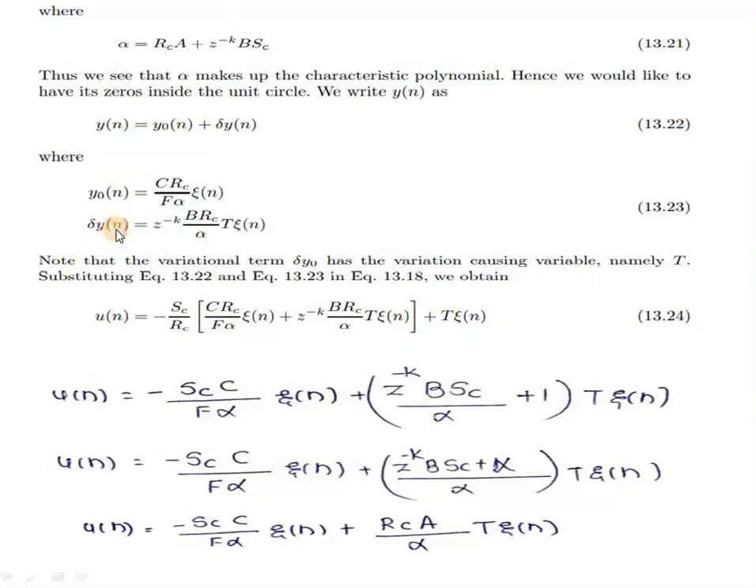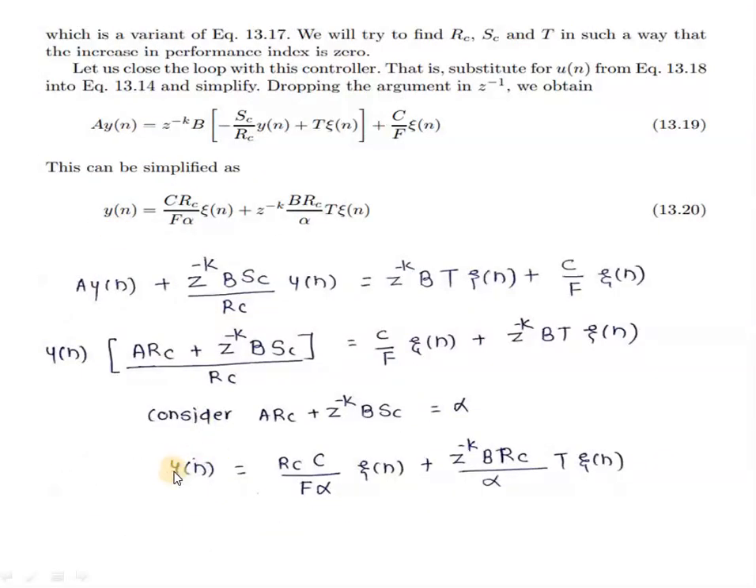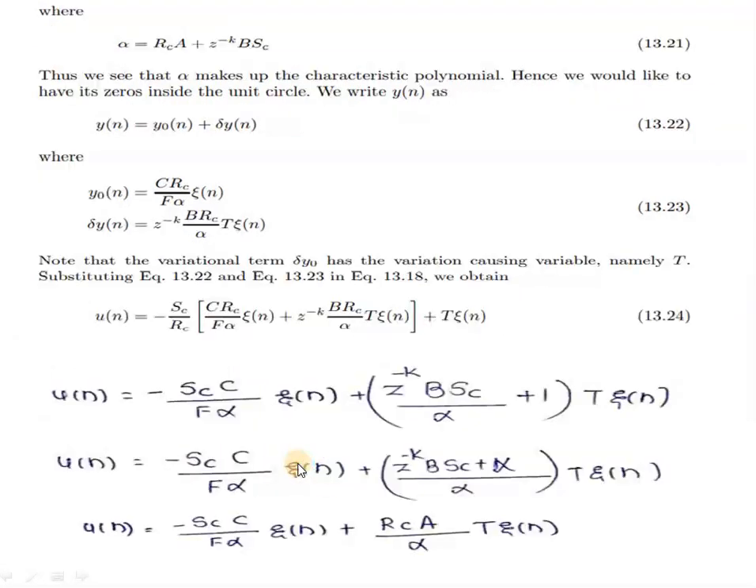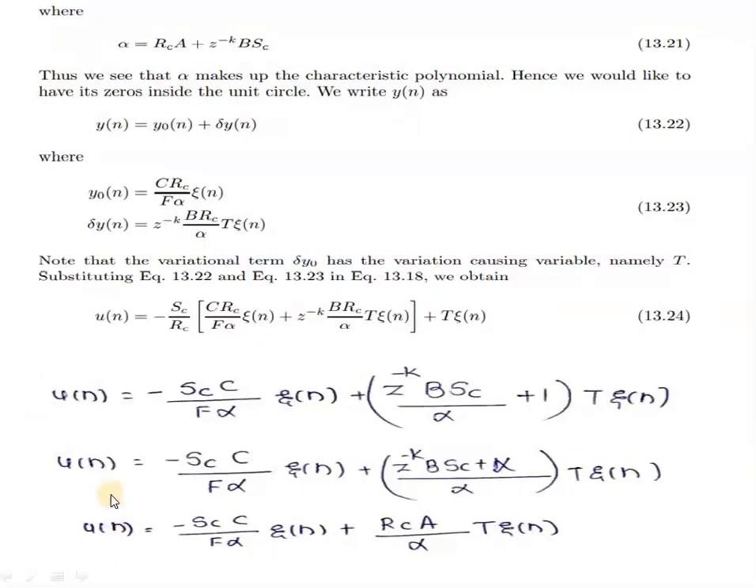Now we have just put the value of y of n, that is this value, in the previous equation, that is in this equation. Here we have just put the value of u of n. Now this u of n becomes, here you can see, minus sc into rc, with the value of y of n that we have calculated earlier, plus tau into zeta of n. Now we solve this term, that is u of n is equal to minus sc into c.